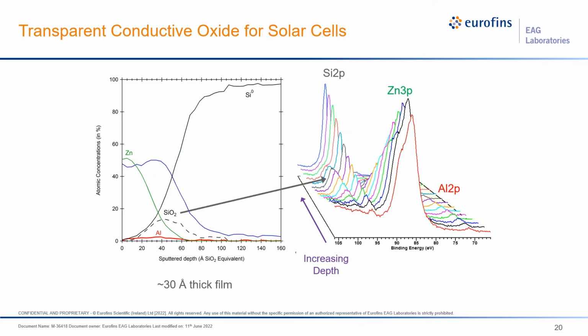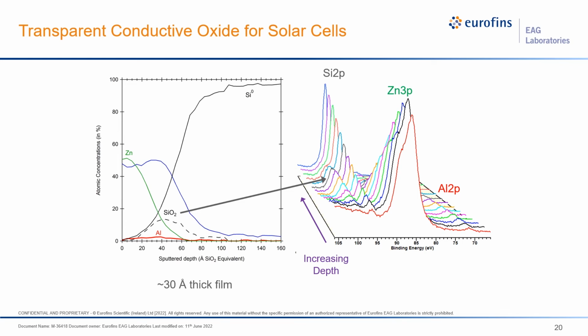This film was roughly 30 angstroms thick on an SiO2 equivalent scale. It also has a much lower level of aluminum than the previous example. The peak for silicon as SiO2 was clearly distinguished from the elemental silicon peak over many sputter cycles, so it was plotted as its own component in the depth profile.